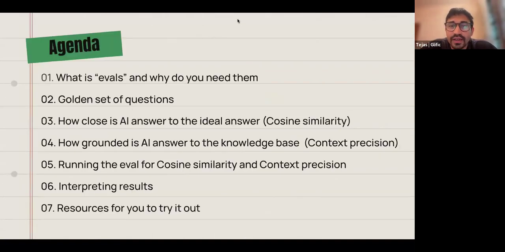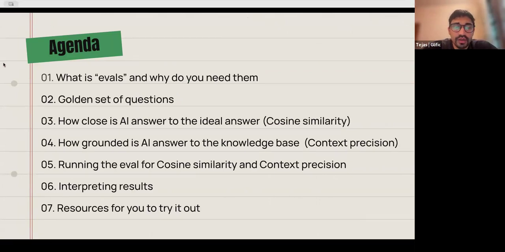So this is the agenda for today, and I'm hoping we can also have some time for actually running the thing. But what are evals? Why do you need them? What are the golden set of questions and answers? We'll go a little bit deep dive on that, and then two of the benchmarks that we'll be speaking about, which we think are important and which we think non-profits should worry about, are cosine similarity and context precision.